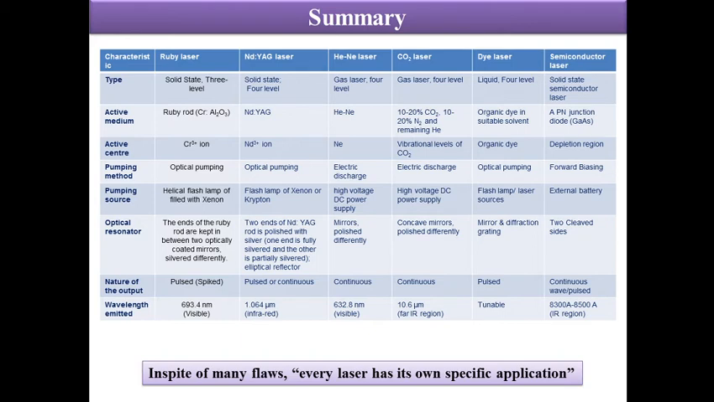The optical resonator is made up of 2 mirrors. In ruby laser, the ends of the ruby rod are kept in between 2 optically coated mirrors, which are silvered differently. Same is the case with Nd:YAG laser. In helium neon laser, we have mirrors polished differently. In CO2, again the same thing. In dye laser, since they are tunable lasers, we have a mirror and diffraction gratings.